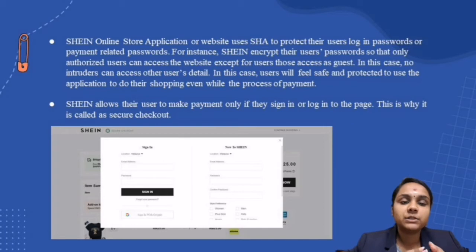SHEIN encrypts their users' passwords so that only authorized users can access the website, except for users who access it as guests. In this case, no intruders can access other users' details. Users will feel safe and protected using the application to do their shopping, even during the payment process. SHEIN allows their users to make payment only if they sign in or log in to the page. This is why it is called Secure Checkout.